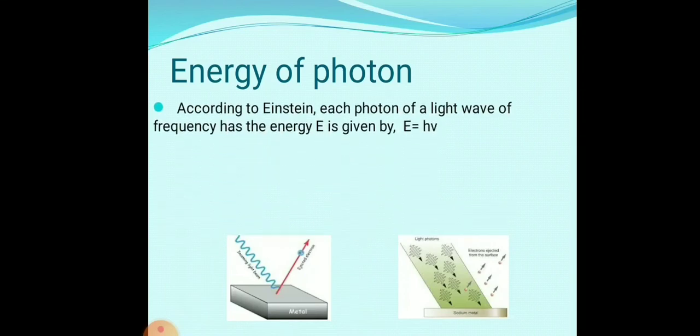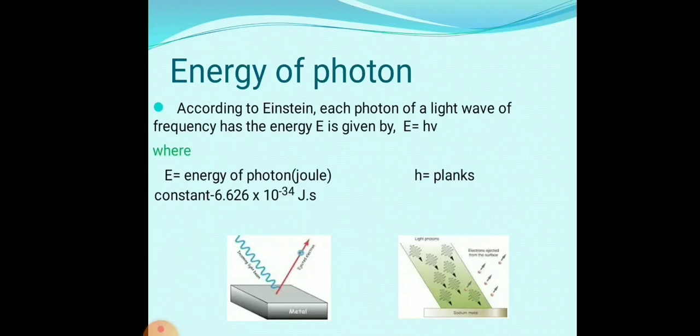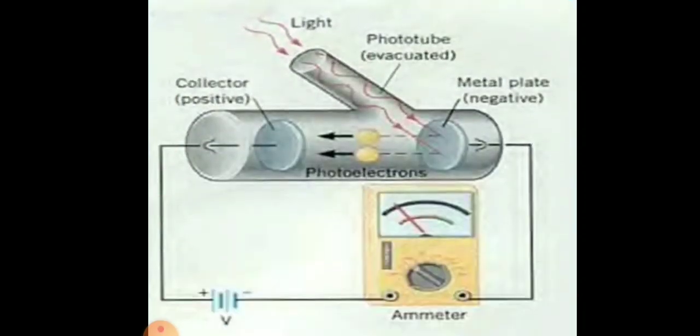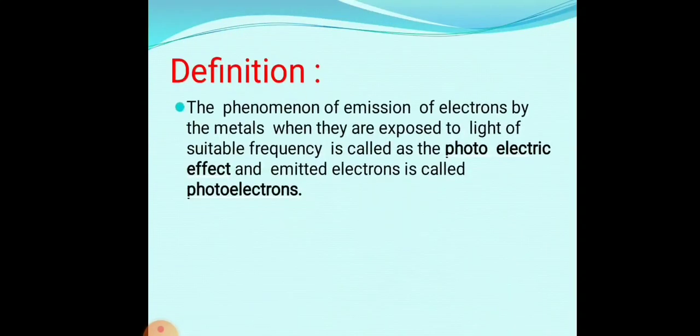Now, see about the energy of photons. According to Einstein, each photon of a light wave of frequency v has energy E given by E equals hv. Here E denotes the energy of the photon in joules, h is the Planck constant in joule-seconds, and v means the frequency of the photon in hertz. This is the diagram of the photoelectric effect.